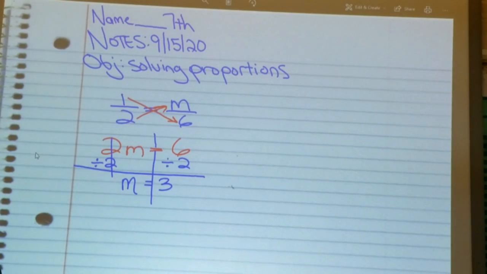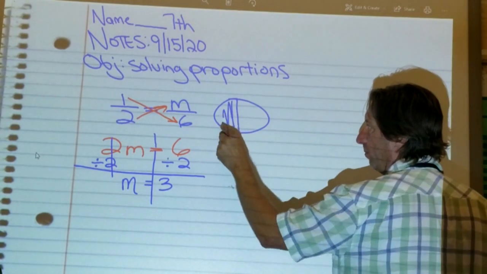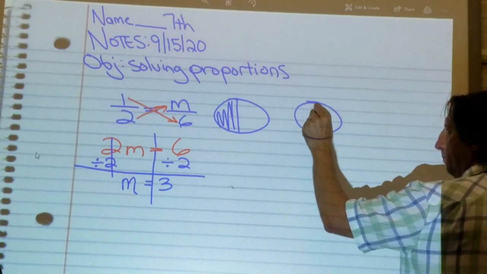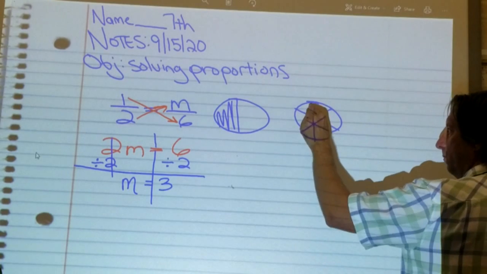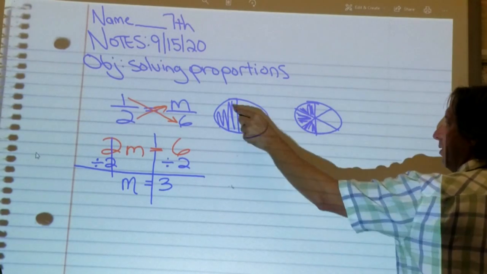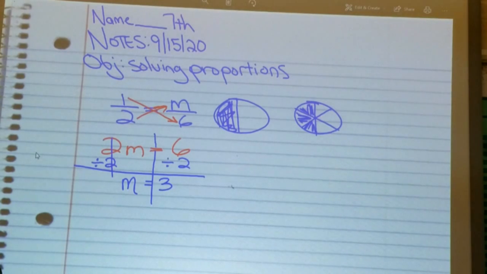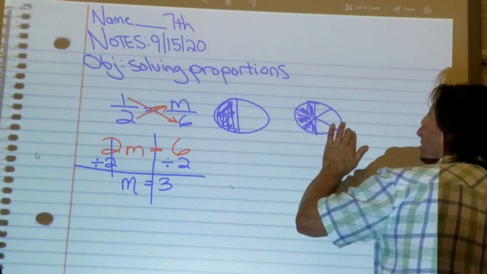And if you think about it, here's 1 over 2. That's about half a pizza, right? It's exactly half a pizza. And if I cut that same pizza into 6 pieces, 3 out of 6, you get the same amount of pizza as you do as 1 out of 2, right? So they're the same thing. They're proportional. All right, pretty easy. Let's look at another one.